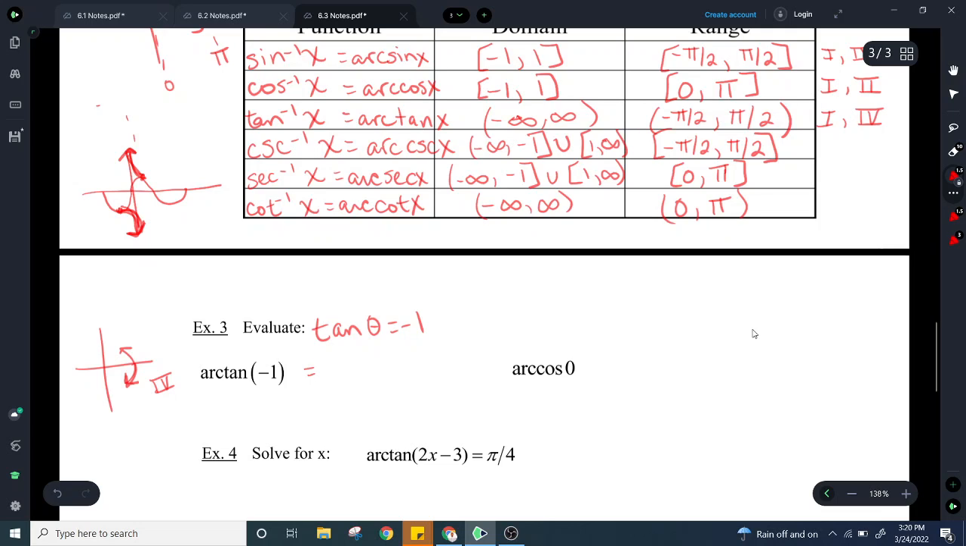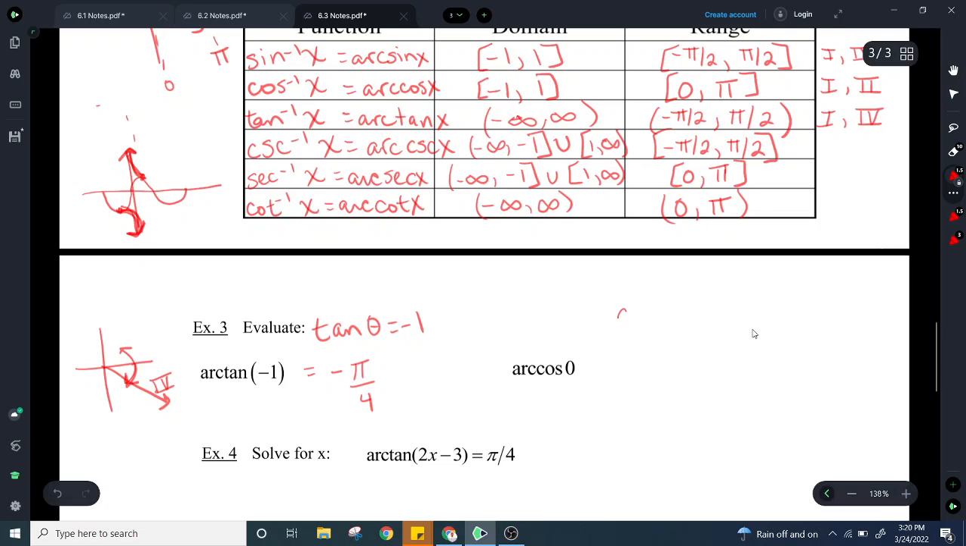And I want the location where tangent would equal 1, but in the fourth quadrant going backwards, so it's going to be negative, and it would be the pi/4 angle. So it would just be negative pi/4, right? So that would be the angle in quadrant 4 in this interval that would have a tangent value of -1.